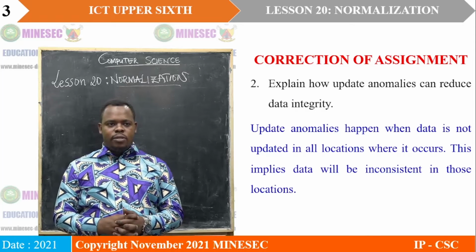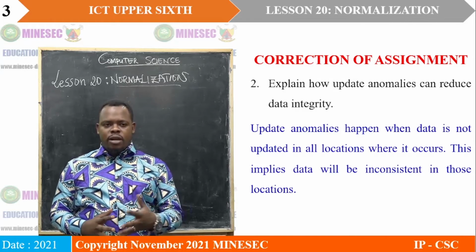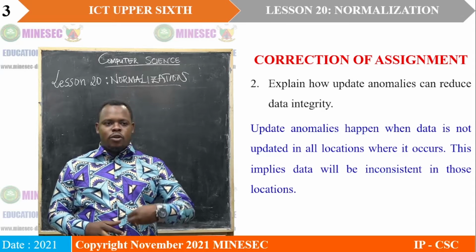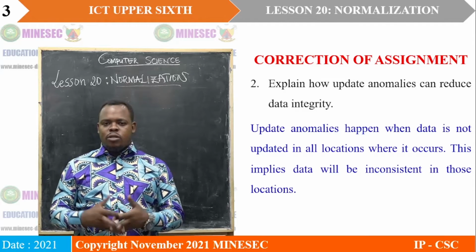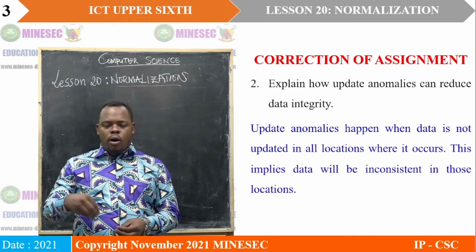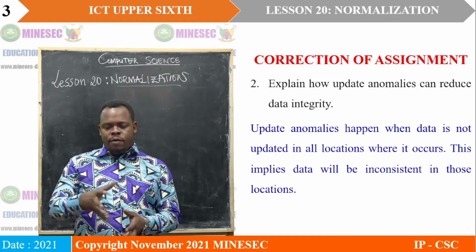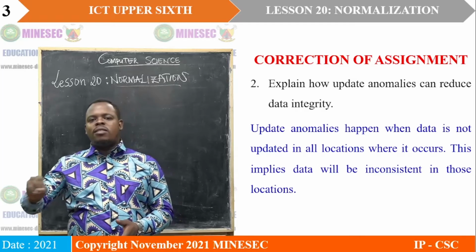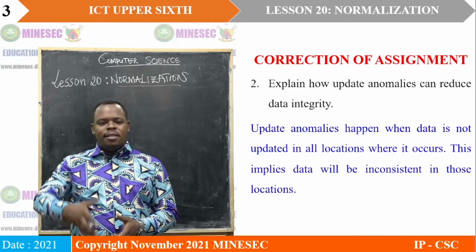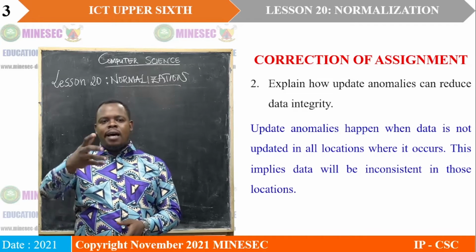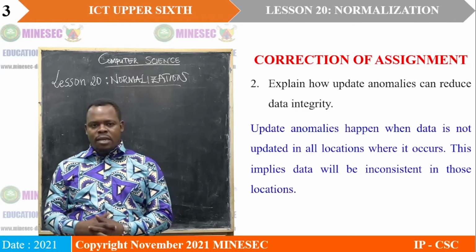Second exercise, you were asked to explain how an update anomaly can reduce data integrity. You have to recall that update anomaly happens when data is not updated in all the locations where it occurs. And this can cause inconsistency, which will obviously reduce your data integrity, because remember that data integrity focuses on accuracy and consistency. So if updating your values causes that not all the locations are updated, it will naturally lead to inconsistency, and that will reduce our data integrity.